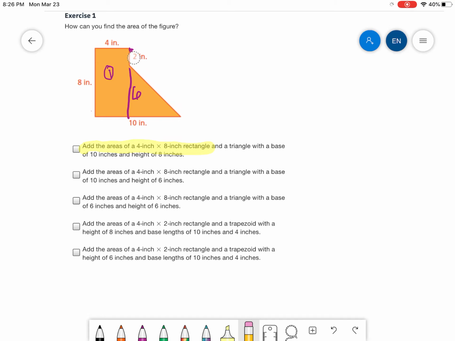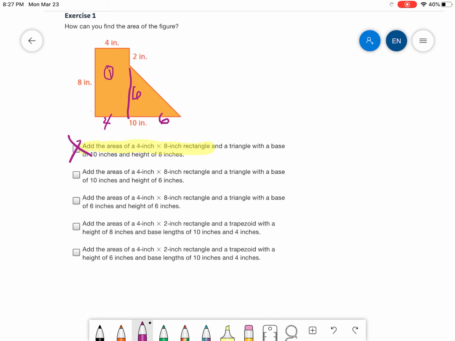And then the bottom part of this triangle, the whole thing is 10. This section here is 4, which means this section must be 6. So option 1 says add the areas of a 4x8 rectangle, sure, and a triangle that has a base of 10 and a height of 8. Well, no, because this triangle has a base of 6 and a height of 6. So that's not our answer.